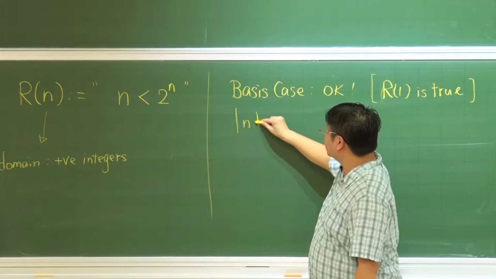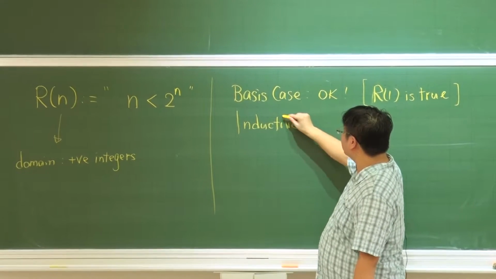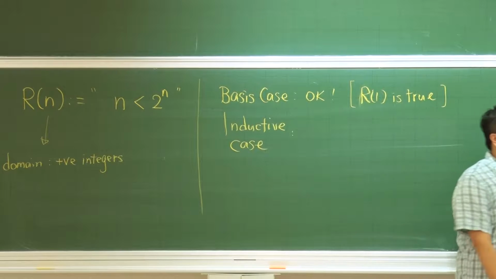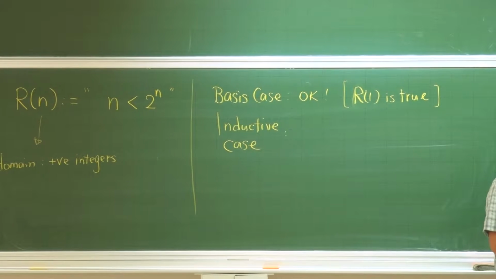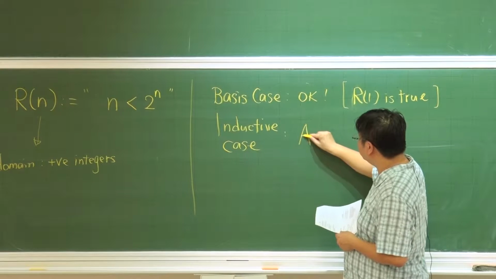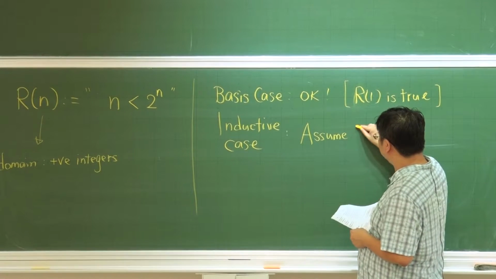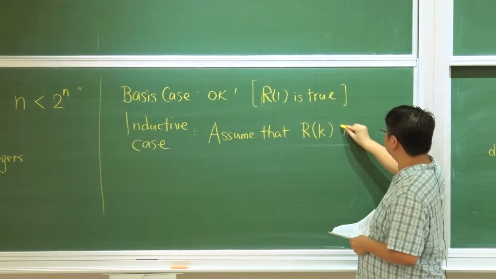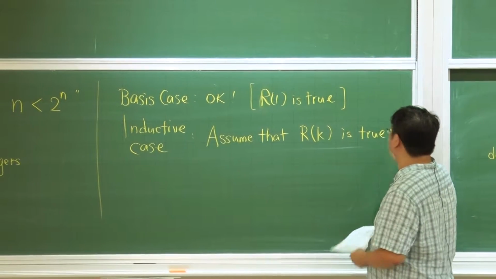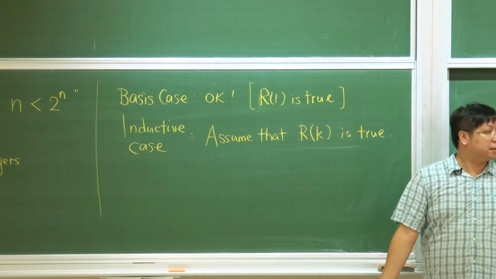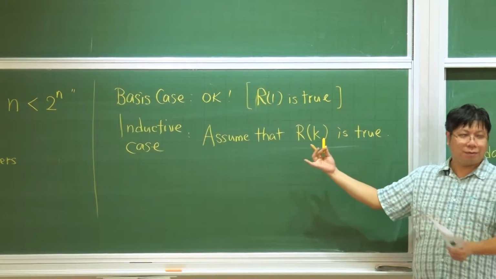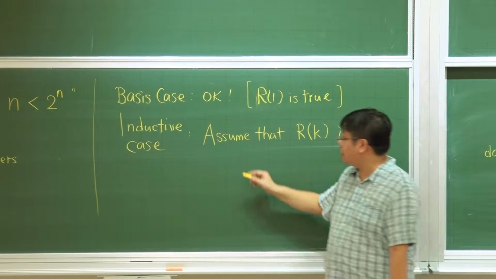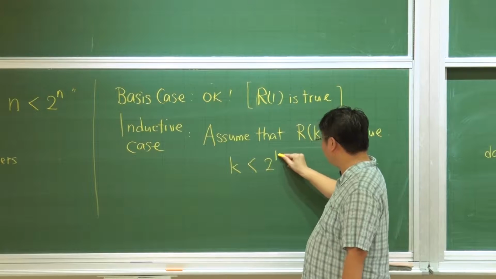Inductive case. What is the inductive case? We want to show that if R(k) is correct, then R(k+1) will be correct. So we assume that R(k) is true. What does it mean? Usually it is best to immediately write down the conclusion that we have. We know R(k) is true, so it means that k is less than 2 to the power k.